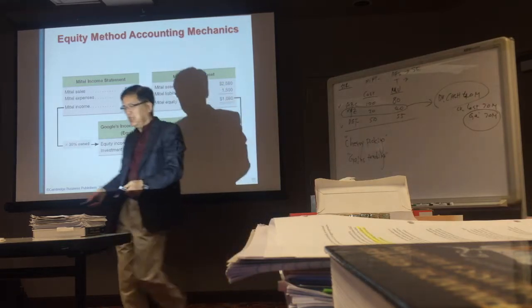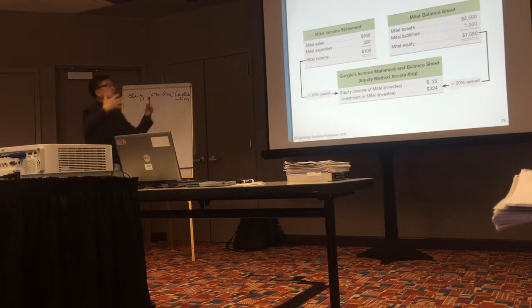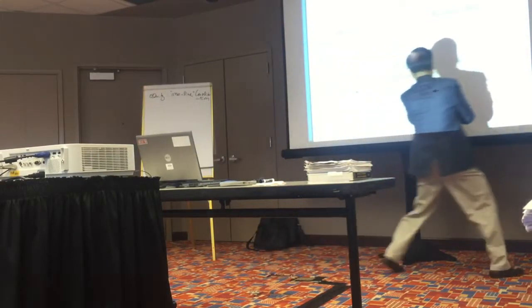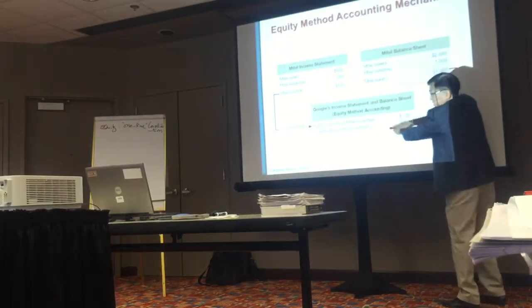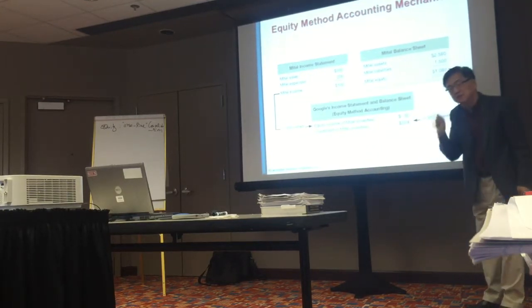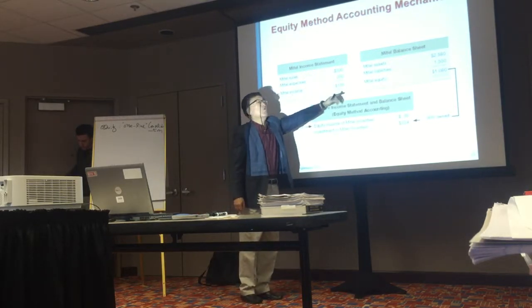That's why old timers say using the equity method is one line consolidation. Has anyone heard about one line consolidation? As opposed to full consolidation, the equity method is called one line consolidation because this one line represents 30% of the value of this guy. If someone says one line consolidation, that means they are using the equity method, and this one line represents percentage ownership in that company.